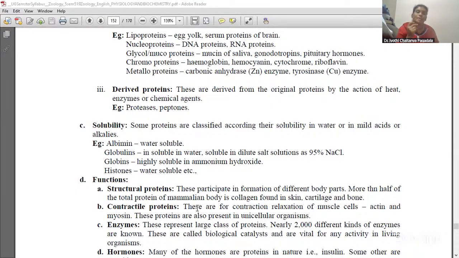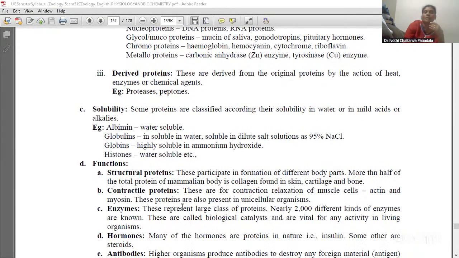And when coming to the other one, contractile proteins, these are for contraction and relaxation of the muscle cells. Those are actin and myosin. These proteins are also present in the unicellular organisms, not only in the multicellular organisms.